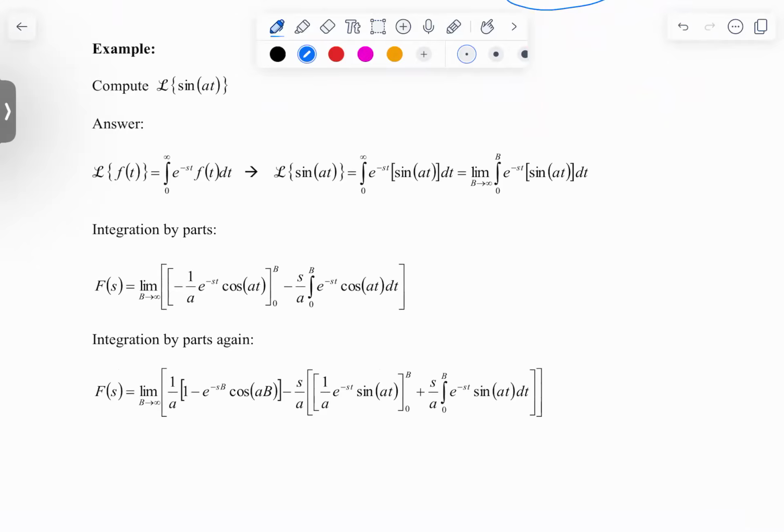I could then do it for sine. I do a similar thing, but with sine I had to go a little bit more in depth because I do integration by parts, then integration by parts again. But notice right here, e and sine. What kind of integration is this going to be?